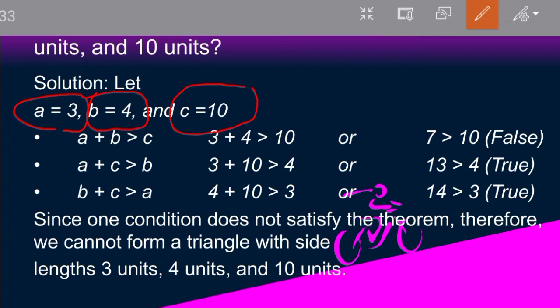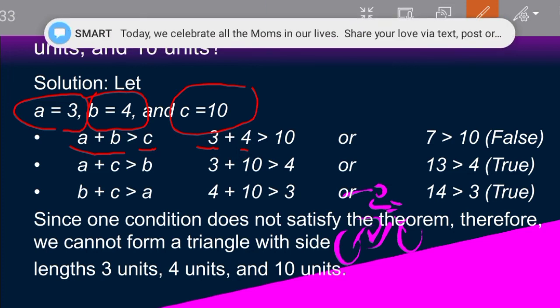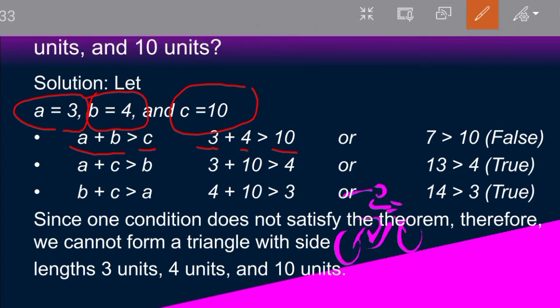We will still copy the formula. A plus B is greater than C. Substitute your A, 3. Substitute your B, 4, is greater than 10. So, 3 plus 4 is equal to 7. 7 is greater than 10, and that is false.